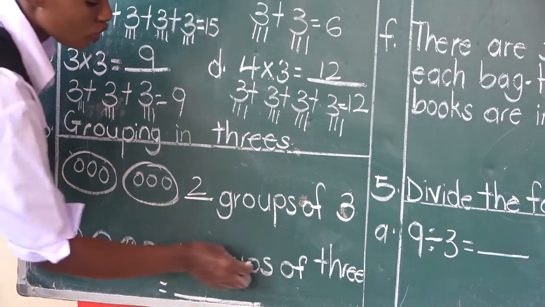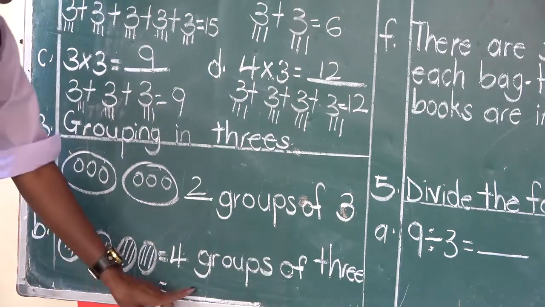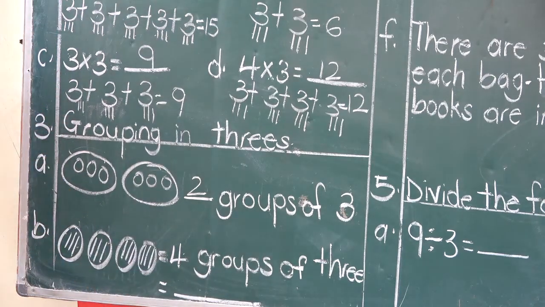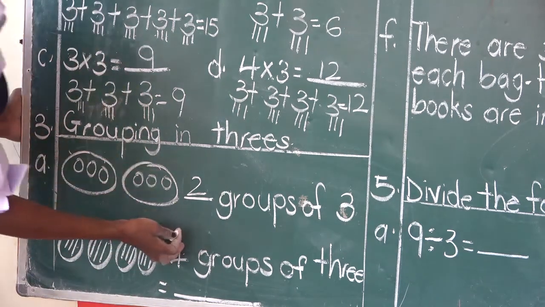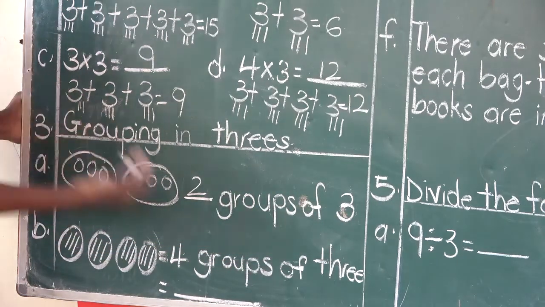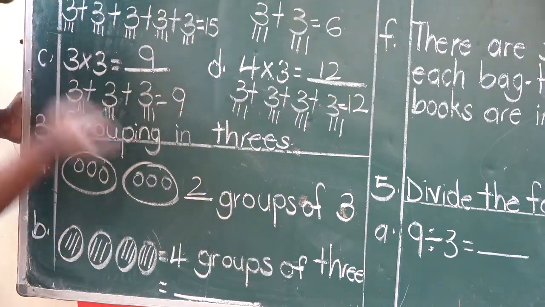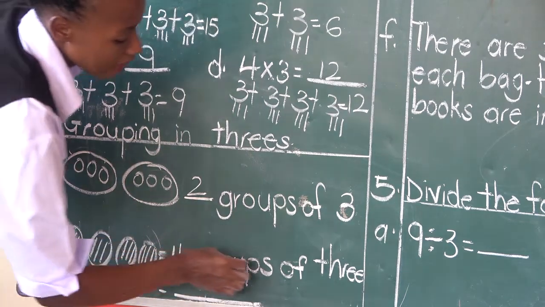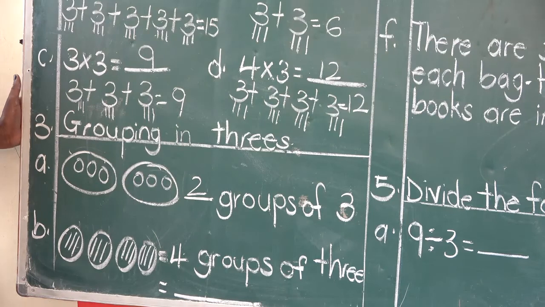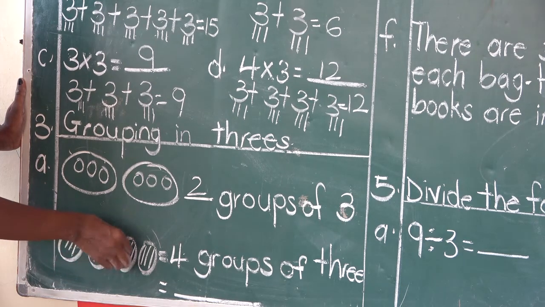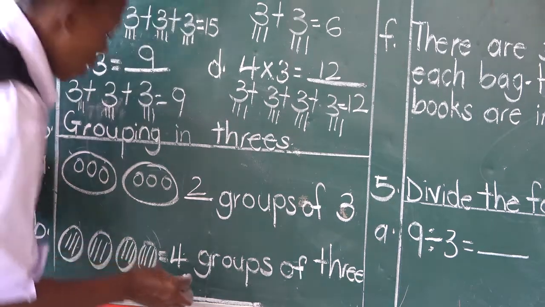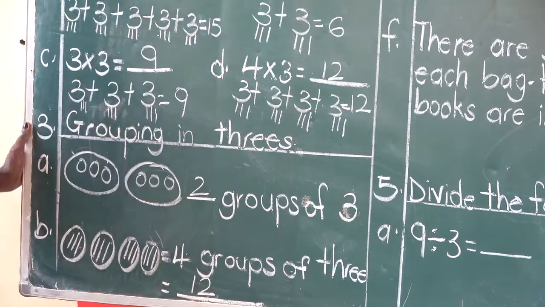And we have here 4 groups of 3 is equal to what? We are going to put these ones together and see what 4 groups of 3 make. If you don't want to use the word groups, this is the same as saying 4 times 3. What does it make? Let's put these together: 1, 2, 3, 4, 5, 6, 7, 8, 9, 10, 11, 12. 4 groups of 3 equal 12.